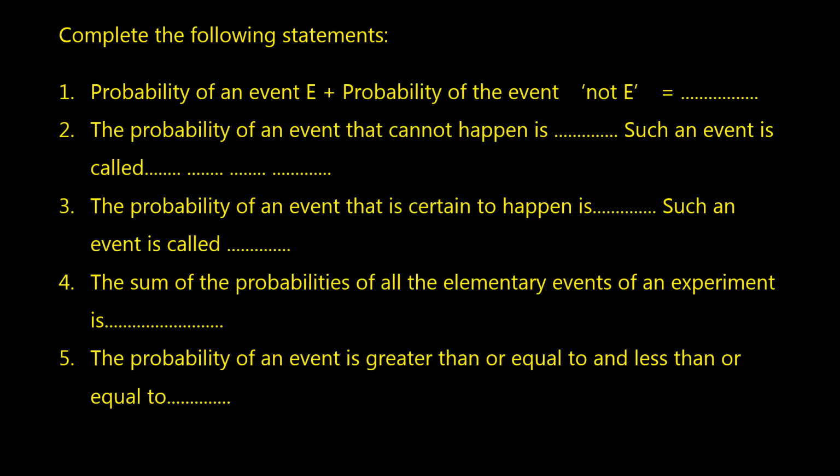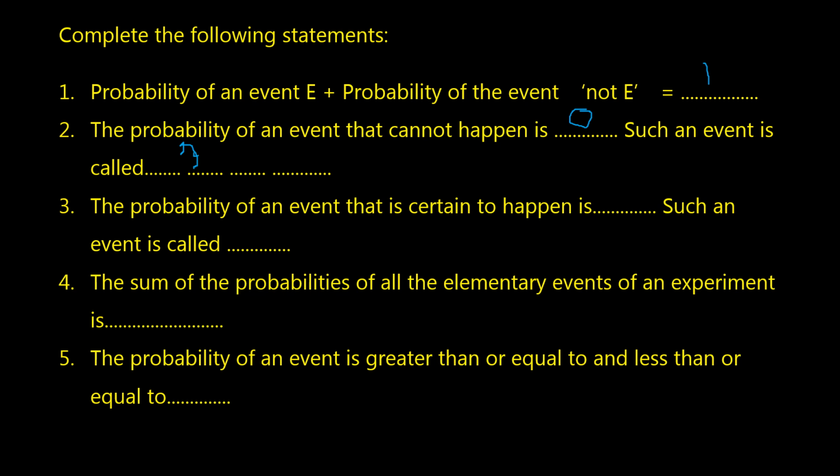Complete the following statements. Probability of an event E plus probability of the event not E is always 1. P of E plus P of not E is 1. The probability of an event that cannot happen is 0. It won't happen means 0. Such an event is called an impossible event.